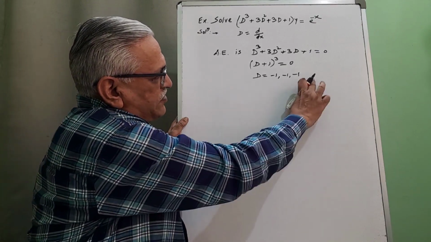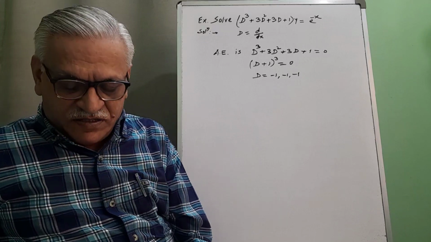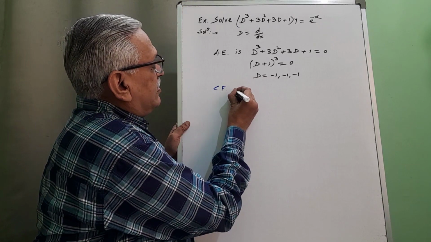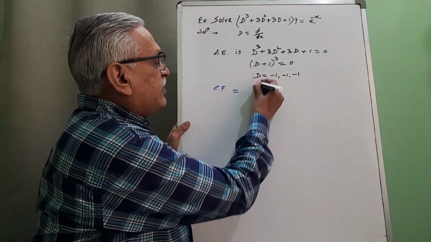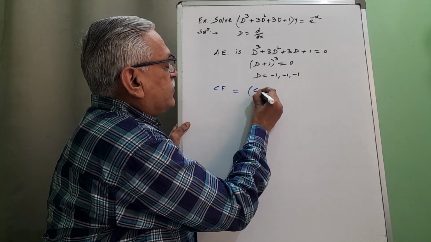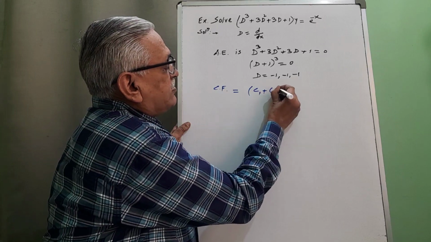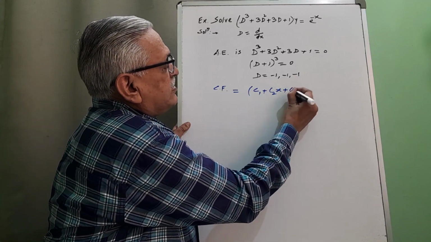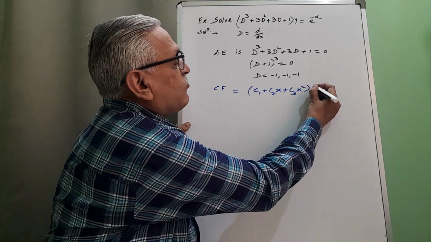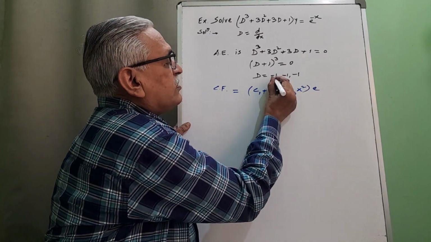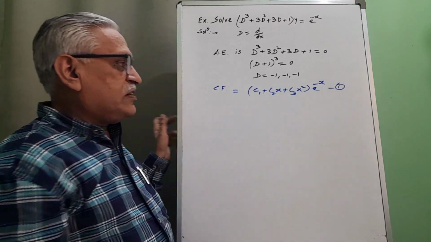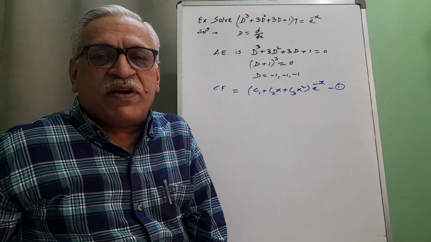A root is repeated 3 times, and as it is a repeated real root, the complementary function is given by (c1 + c2x + c3x²) e^(m1x), as it is repeated 3 times. The value of the root is -1, therefore e^(-x). Equation number 1. This is the required complementary function.